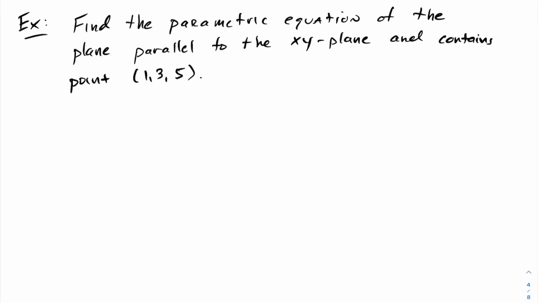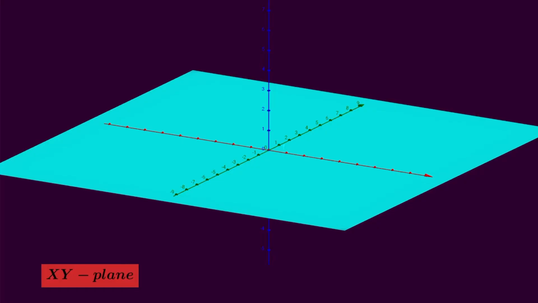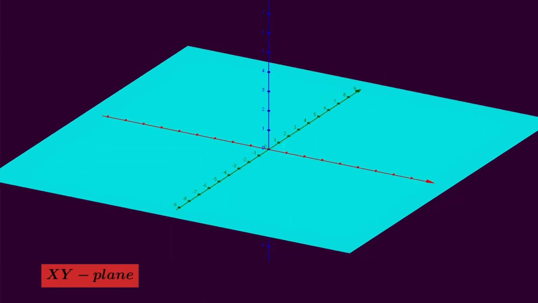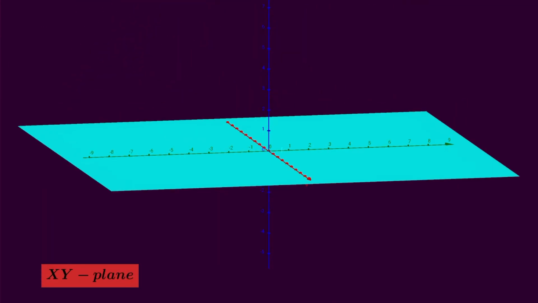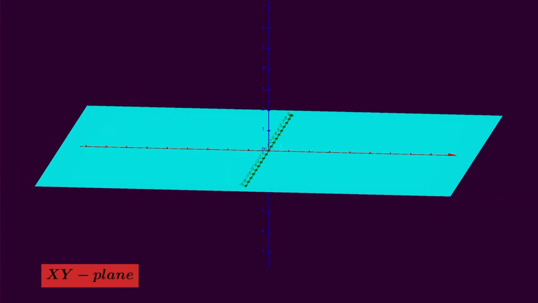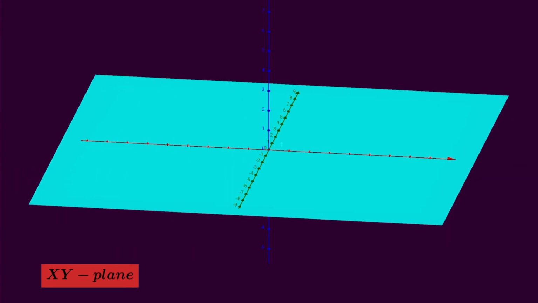In the following example, we want to find the parametric equation of a plane that is parallel to the xy plane and contains the point (1, 3, 5). Let's take a look at a visual to help us with this question. So they want us to create a plane that's parallel to the xy plane. What I've done here is I've drawn ourselves the xy plane. You can see here the xy plane is generated by two vectors. One direction vector is (1, 0, 0). The other direction vector is (0, 1, 0), or any multiple of those.